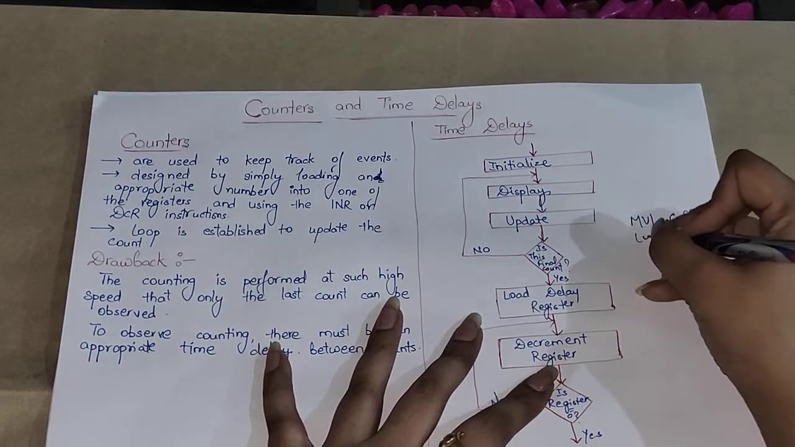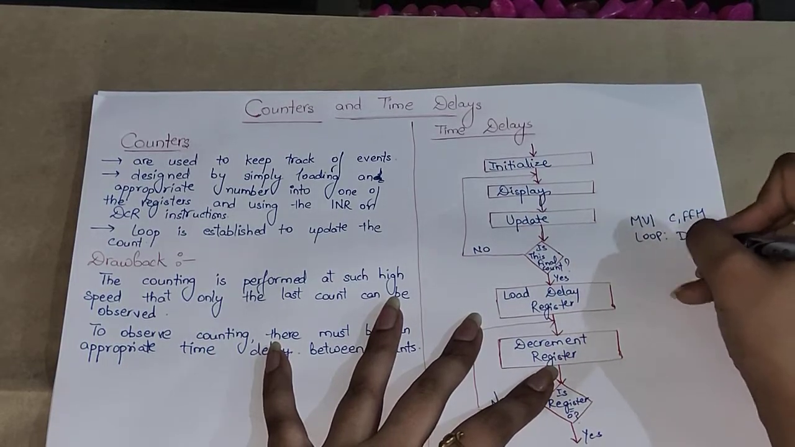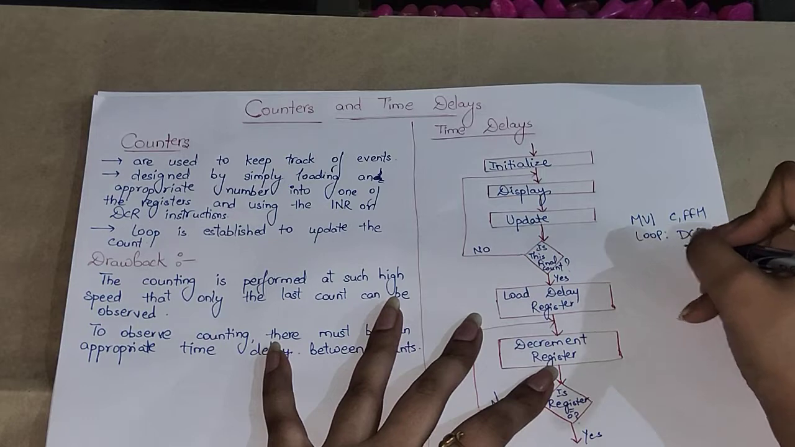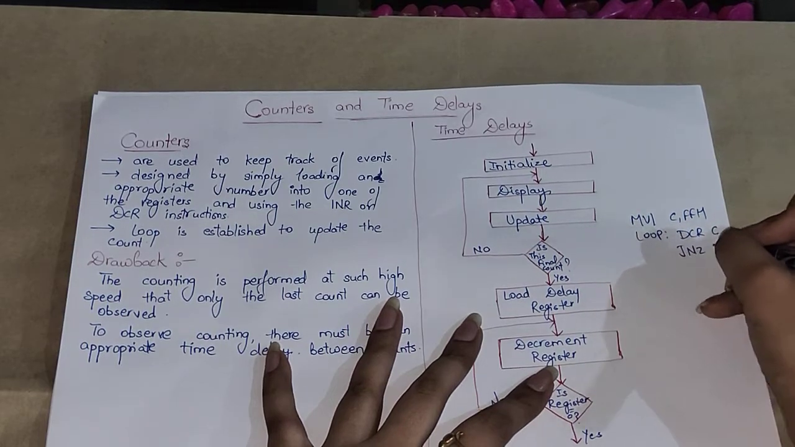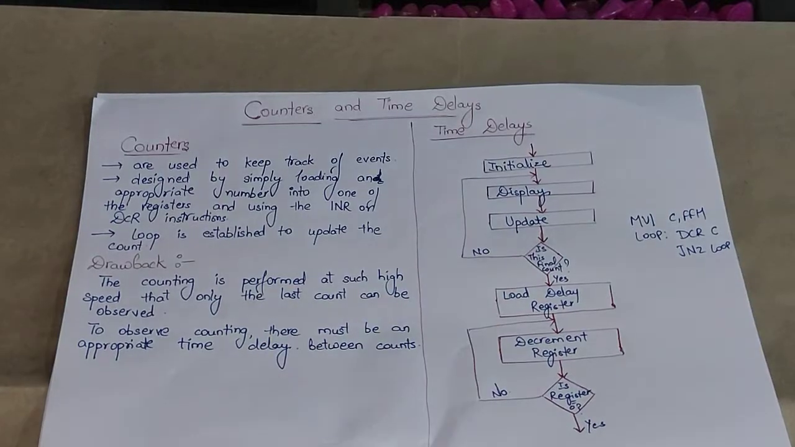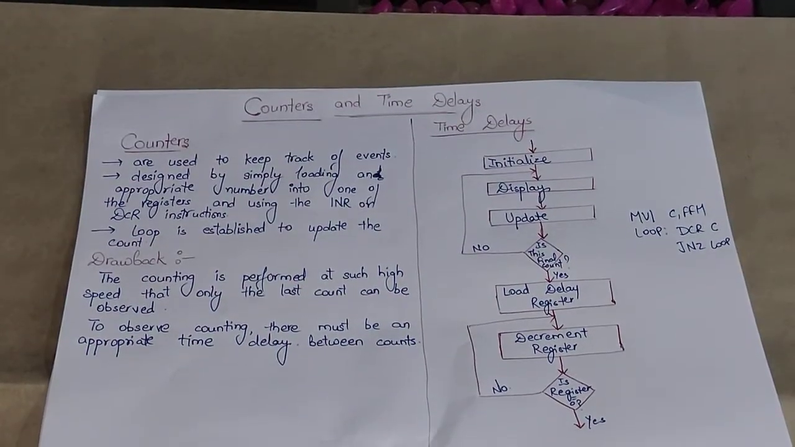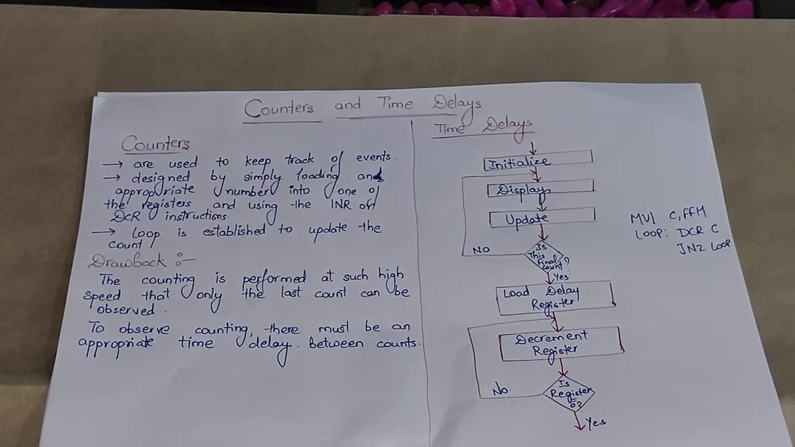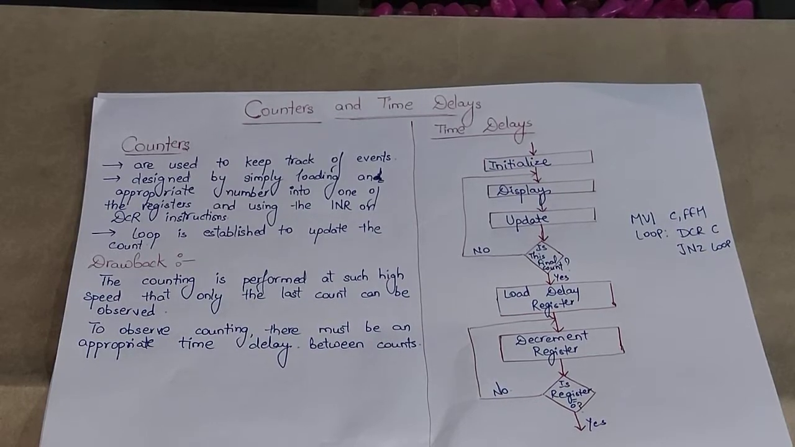MVI C, FFH, loop: DCR C, JNZ loop. This is a flow chart that represents this concept, this program. MVI C, FFH means we are loading FFH into register C. FFH means 255 in decimal. So we are loading the number 255 into register C.